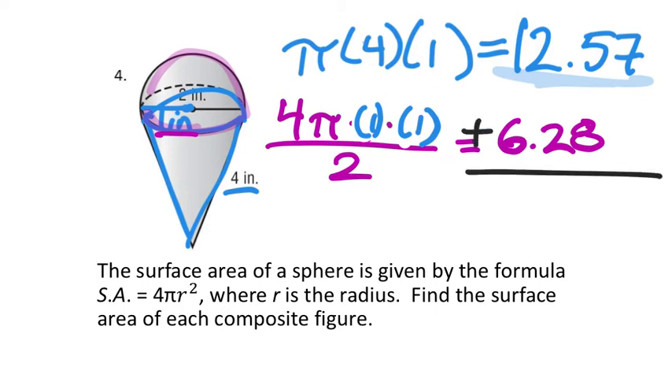So adding these two together will give me the full surface area of this half sphere on top of a cone. 6.28 plus 12.57 in my calculator gives me 18.85. And again, this is in square inches.